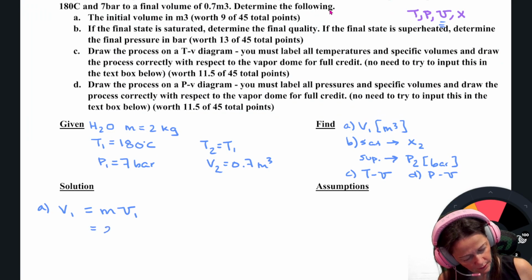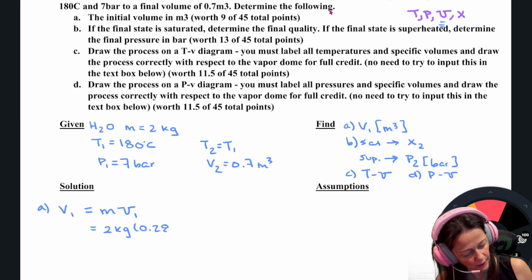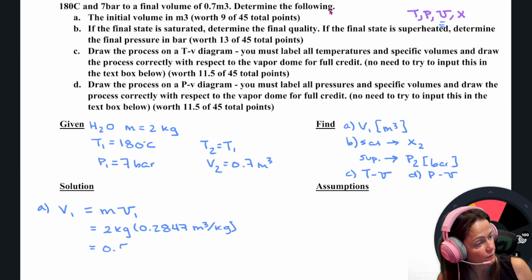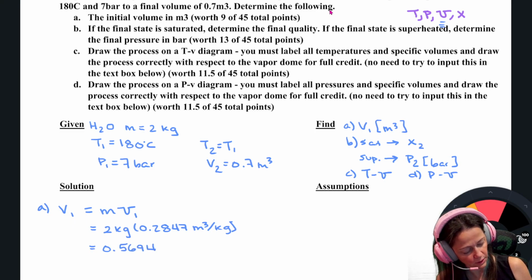Okay. So this is going to be 2 kilograms times 0.2847 meters cubed per kilogram. You can see that's going to give me things in terms of meters cubed. I've got 0.5694 meters cubed, and there's my V1.